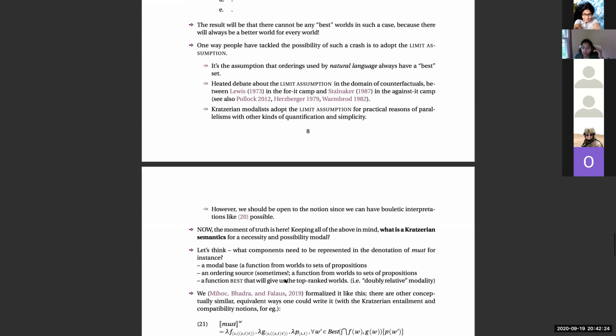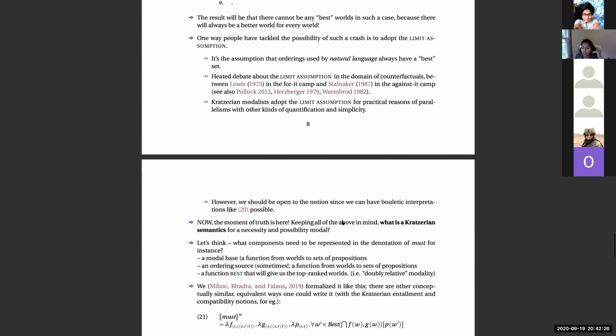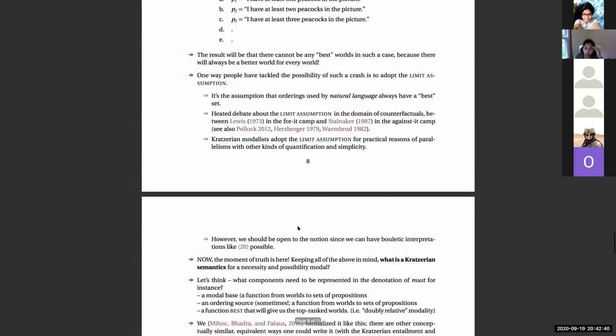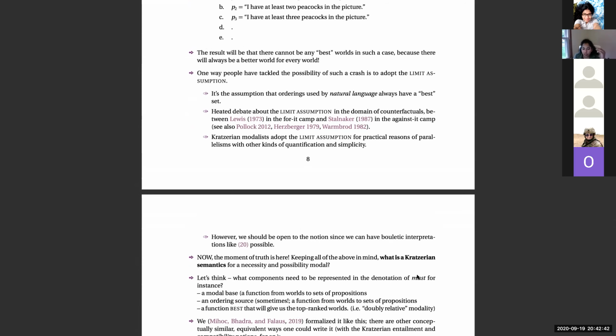Okay, so now keeping all of this in mind, what is the criterion semantics for a possibility and necessity modal, right? We have done all of this legwork. Now let's see what it looks like compositionally. So think about what components you need. Let's say we're dealing with must, just as a representative. You have a modal base, which is a function from worlds to propositions. This bracket should be closed here.